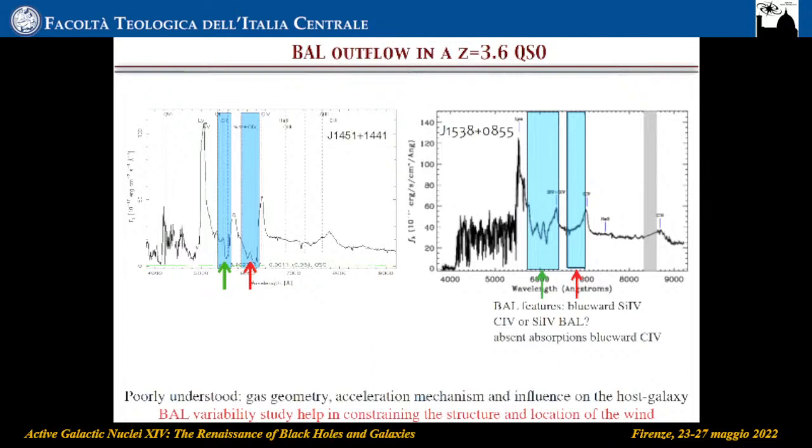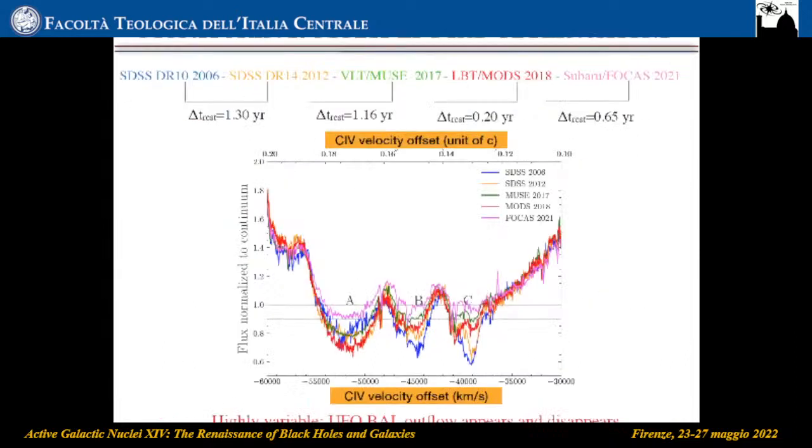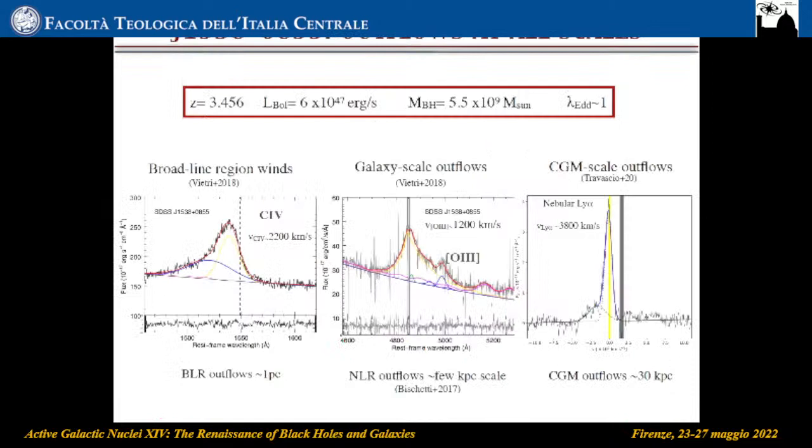Basically, this is a picture of this quasar, which is at redshift 3.5 and by definition is hyperluminous, and has a black hole mass of 6 times 10 to the 9 solar masses, and accretes near Eddington. For this quasar, we found outflows at all scales.